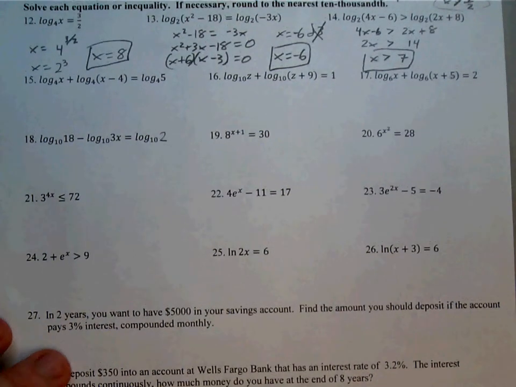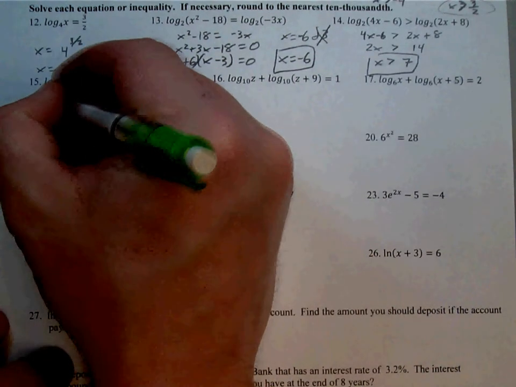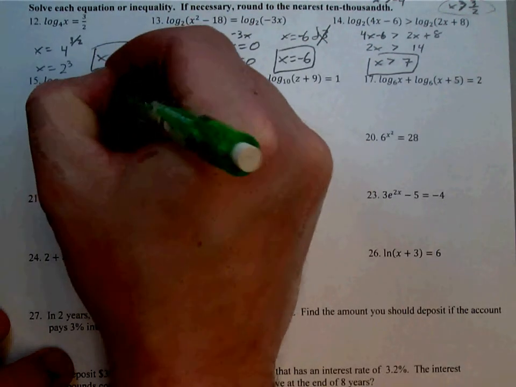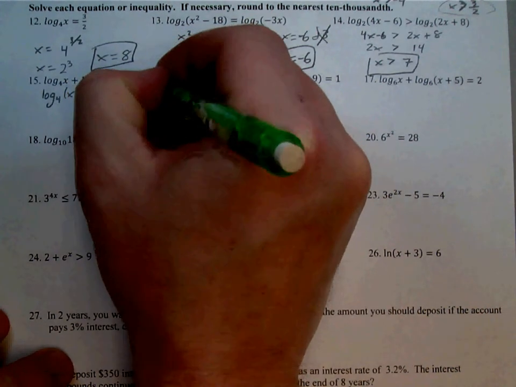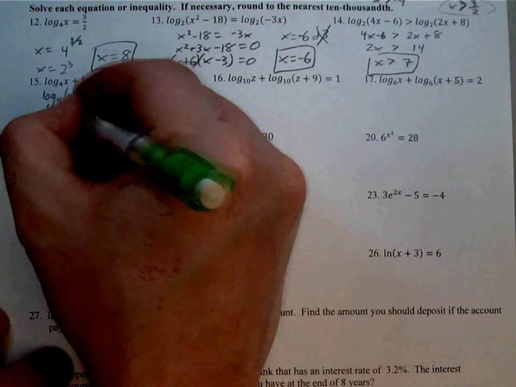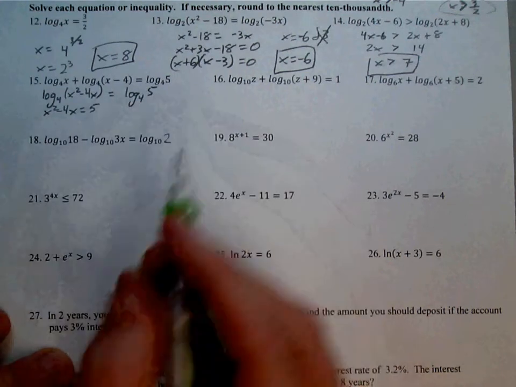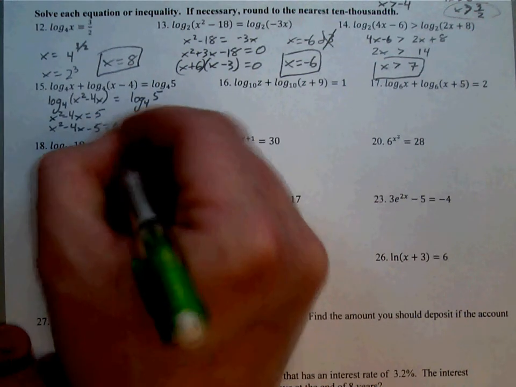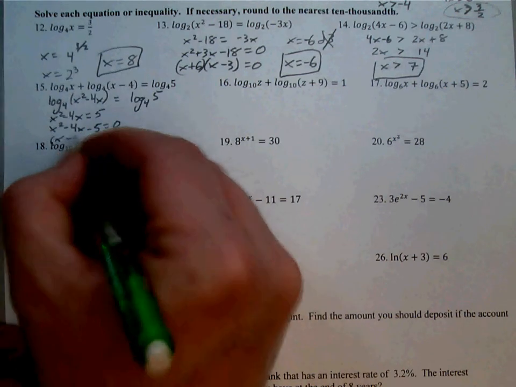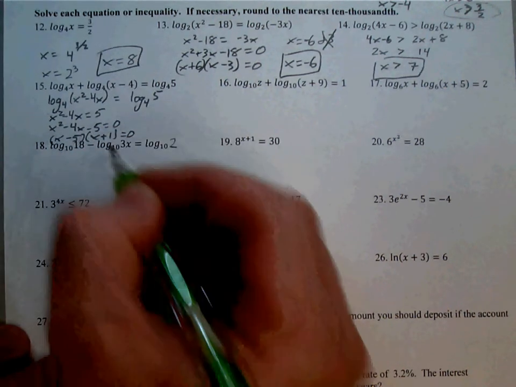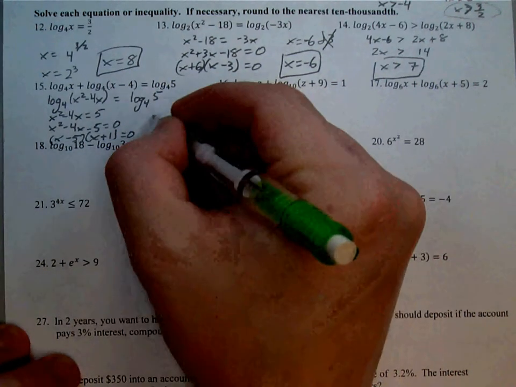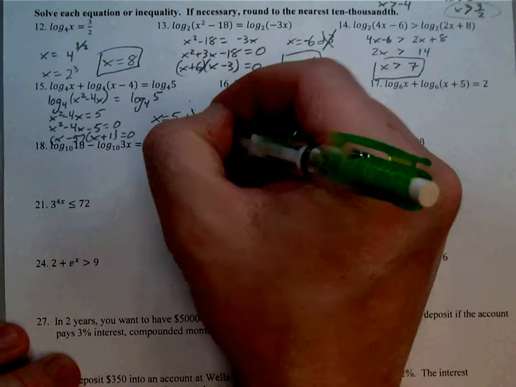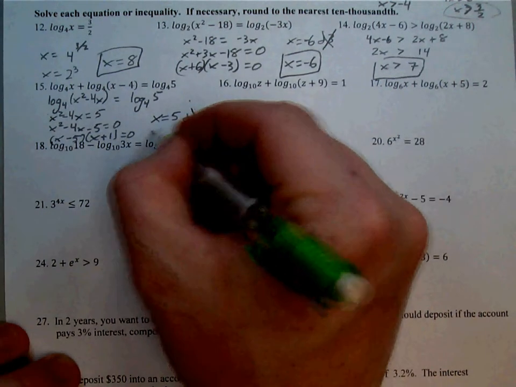Number 15. Here we've got to condense those two logs together. So you have to take the x times the x minus 4, distribute that, so you get x squared minus 4x. Okay, drop the logs. X squared minus 4x equals the 5. Subtract the 5 over. X squared minus 4x minus 5 equals 0. X minus 5, x plus 1. So x is equal to 5, and x is equal to negative 1. Negative 1 we get to throw out. So x equals 5 is our only answer.